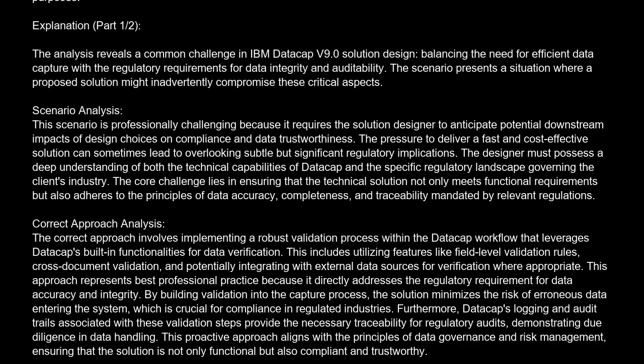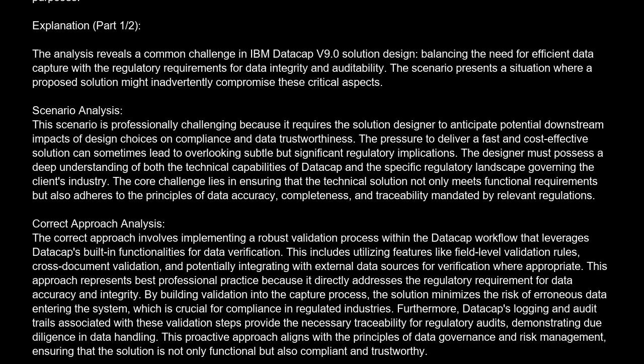Furthermore, Datacap's logging and audit trails associated with these validation steps provide the necessary traceability for regulatory audits, demonstrating due diligence in data handling. This proactive approach aligns with the principles of data governance and risk management, ensuring that the solution is not only functional but also compliant and trustworthy.